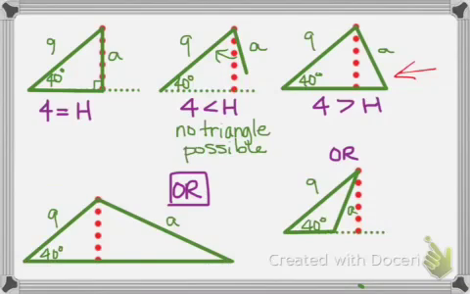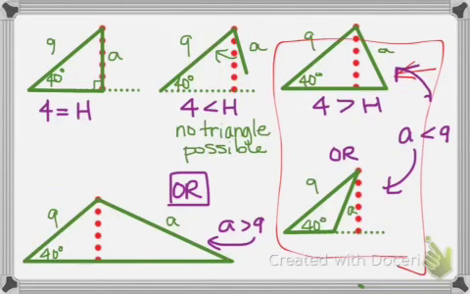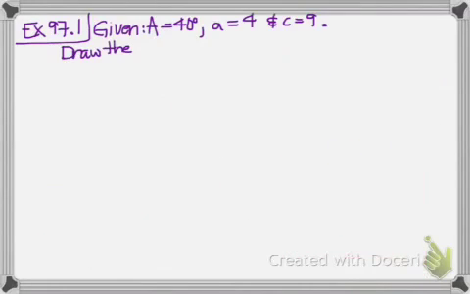If A is longer than 9, then you can get a triangle that looks like this. So with these two triangles on the right, A has to be smaller than 9, and with the triangle that's on the left on the bottom, A is going to be bigger than 9. With our specific example of 4 being bigger than your height, then you're dealing with these two triangles here on the far right. So hopefully that makes sense. It's kind of jumbled, but hopefully I made enough sense in that to make it a little bit clearer.